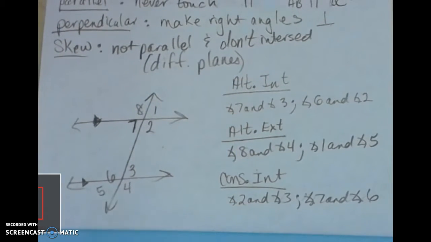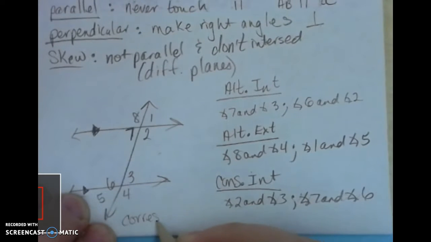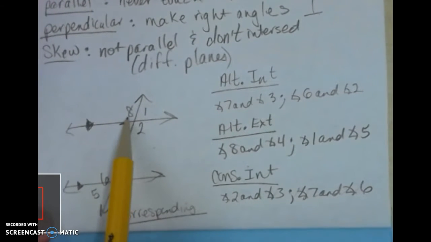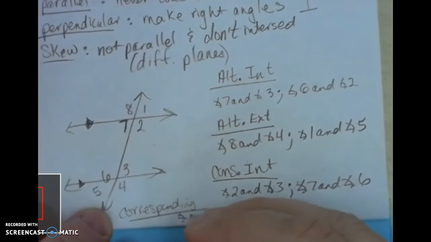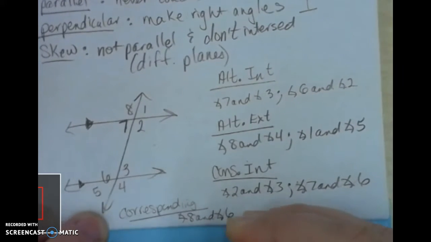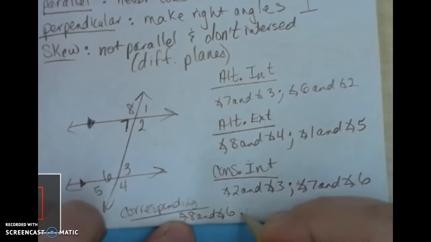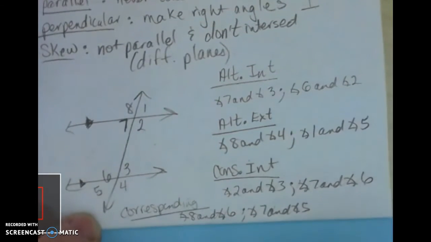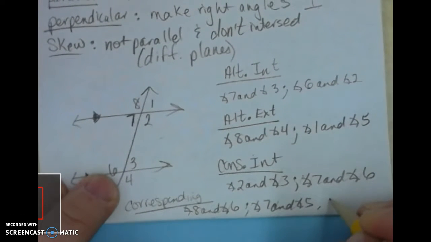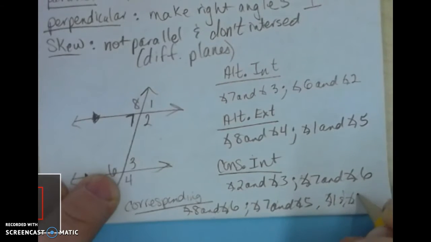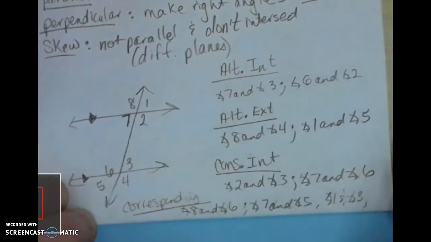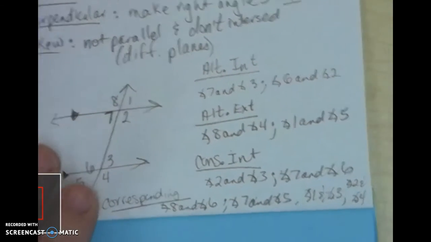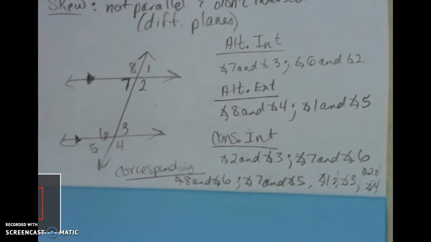And then there actually is one more, and it's the one that has the most, and this is corresponding. And corresponding is things that are in the same spot. So like 8 is in the same spot as 6. 7 is in the same spot as angle 5. 1 is in the same spot as 3. And then 2 is in the same spot as 4. Okay, so make sure you have all those written down before you move on.